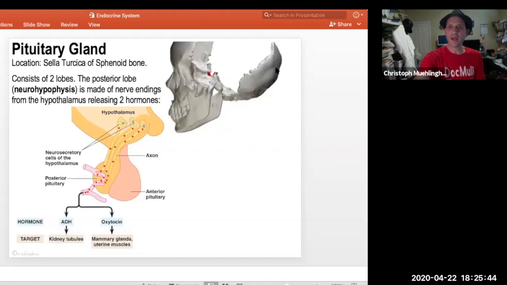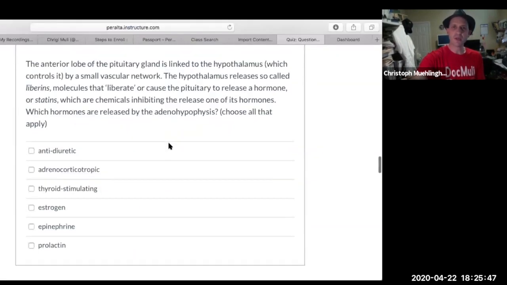The next question: the other part of the pituitary gland, the anterior part, is linked to the hypothalamus, which controls it by a small vascular network. When the hypothalamus releases hormones, called liberins, they liberate hormones released by the pituitary gland. Then the pituitary gland releases hormones going to other glands that secrete the hormone that works on our body cells. So it's multi-level, because hormones are often ongoing processes. We want to be very careful how much chemical we put into that system, and it needs to be finely tuned and monitored.